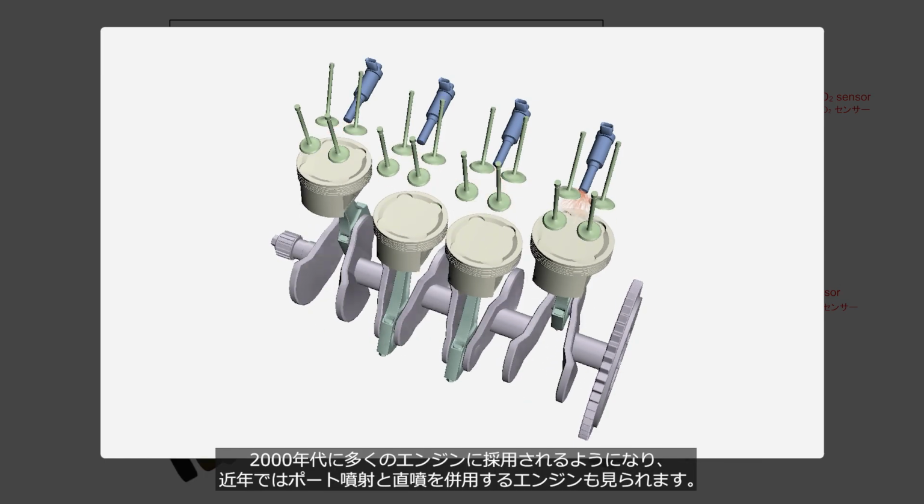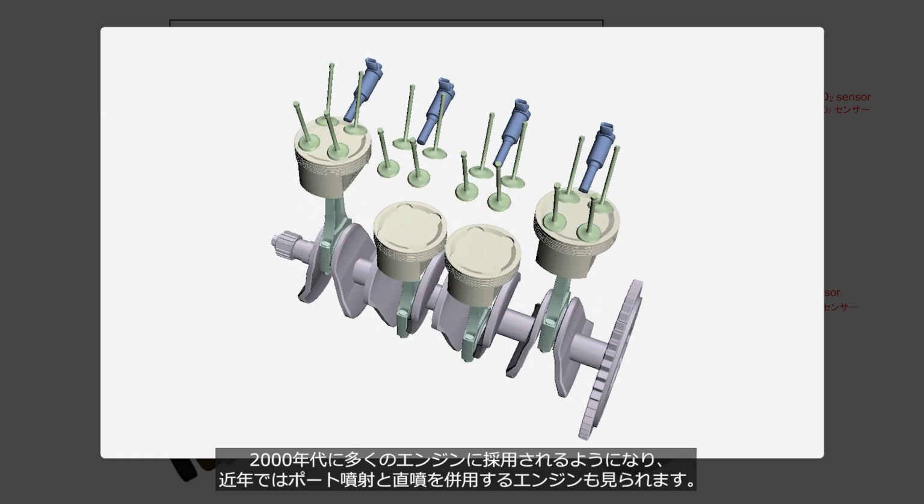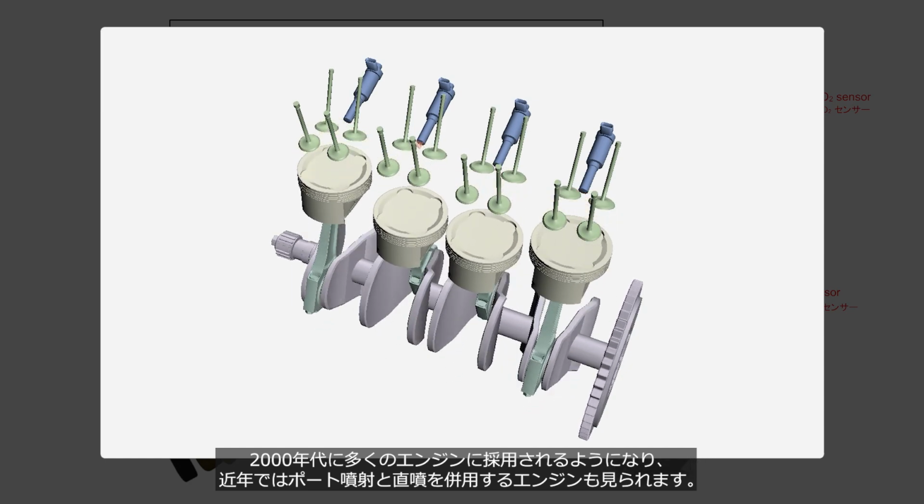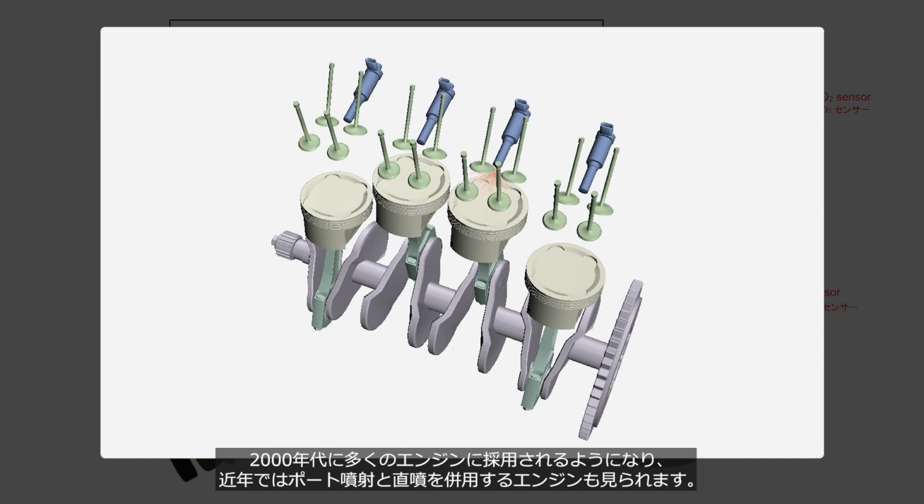In the 2000s, it became widely adopted in many engines, and in recent years, some engines combine both port fuel injection and direct injection.